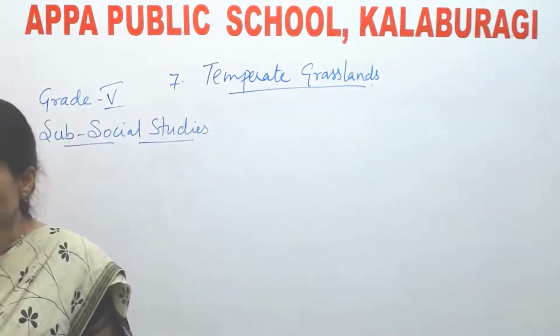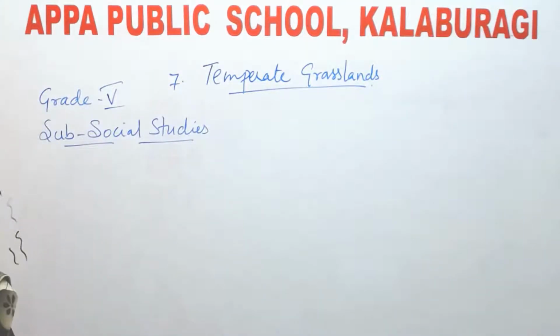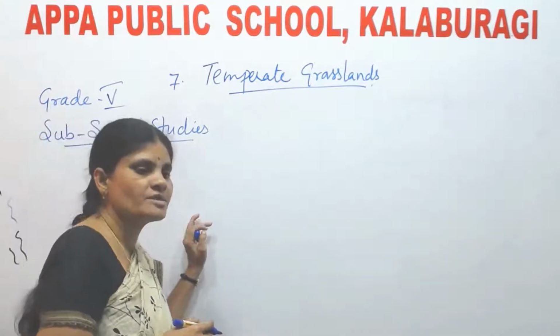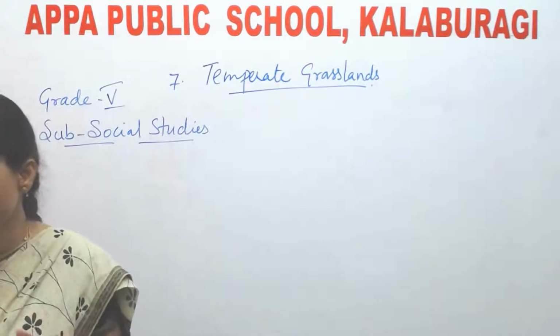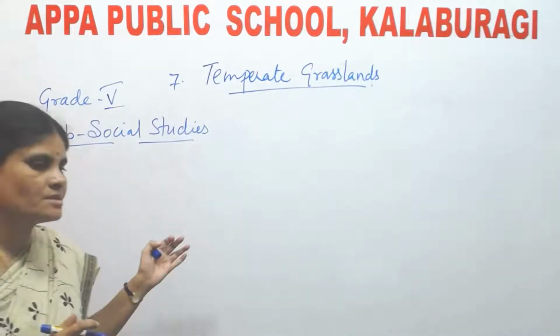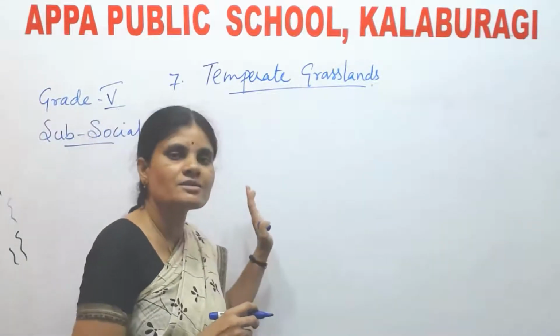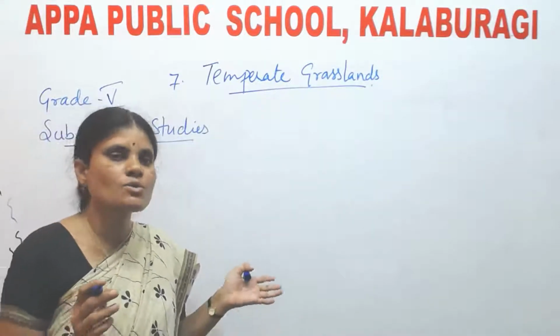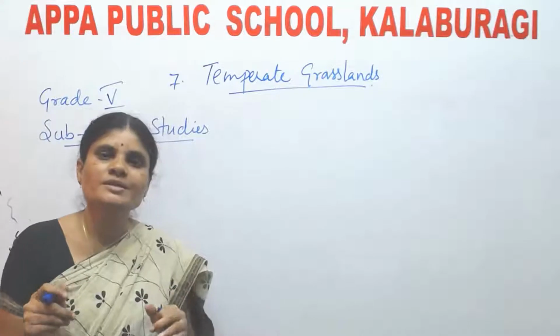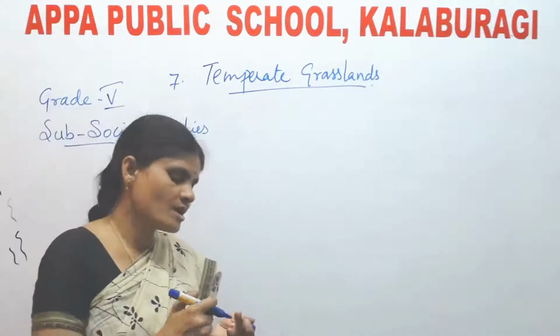Next, where are the grasslands located in the southern hemisphere? They are located along the sea coast. So that is why they experience a moderate type of climate.